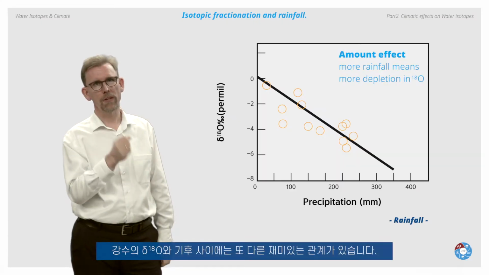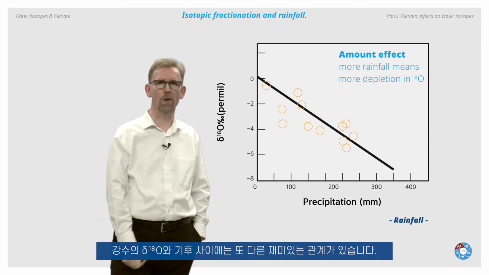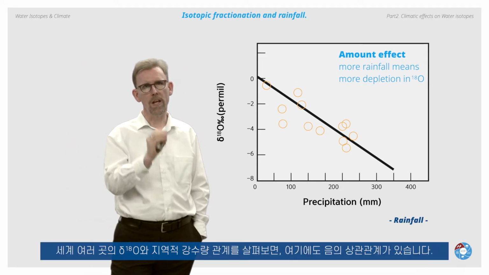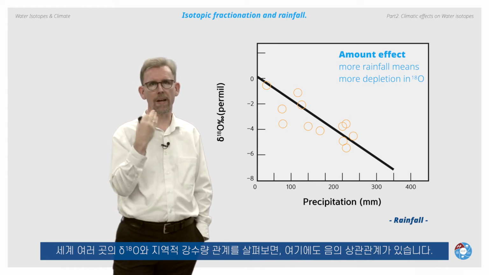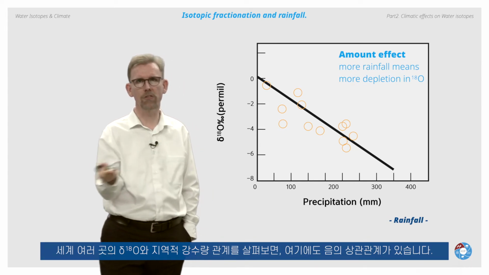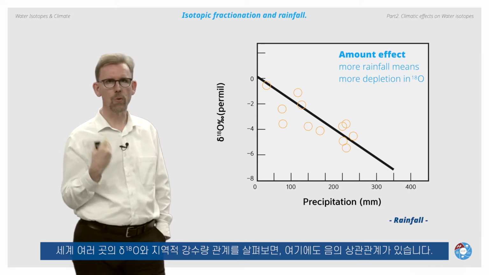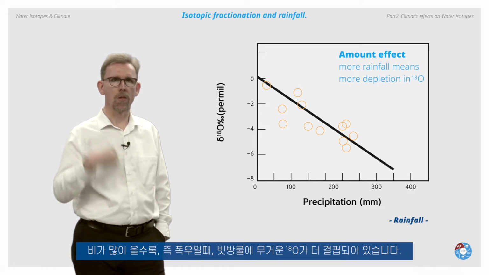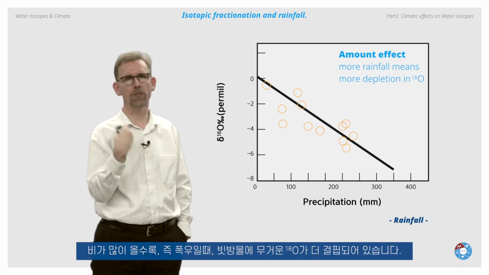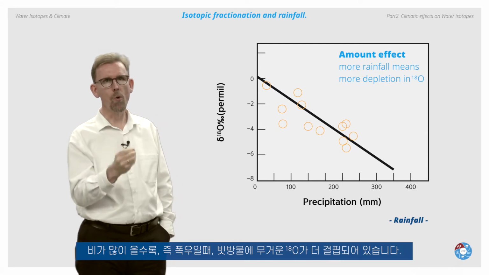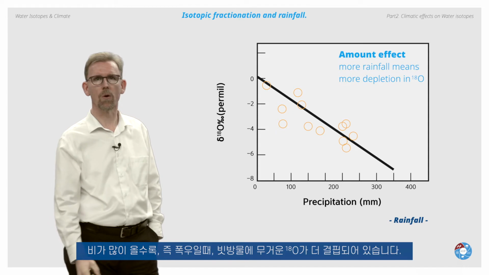There is another fascinating relationship between delta 18O of rainfall and climate. If we study the relationship between delta 18O and regional rainfall at many places around the world, we also see a negative relationship. The more rainfall there is, let's say in a massive downpour, the more depleted the water will be in heavy delta 18O.